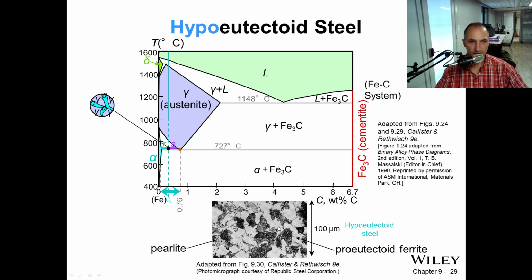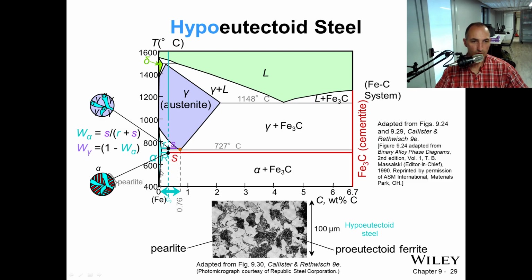So let's look at the composition. We're looking at the weight percent of alpha and the weight percent of the austenite. The weight percent of the alpha at that point there is just S over R plus S. And then if we look at the weight percent of the perlite, which is also just the weight percent of the austenite, that is R over R plus S. So the weight percent of alpha is S over R plus S. And so then the weight percent of the iron carbide is just 1 minus that. Because remember, everything in this area here is alpha plus iron carbide.